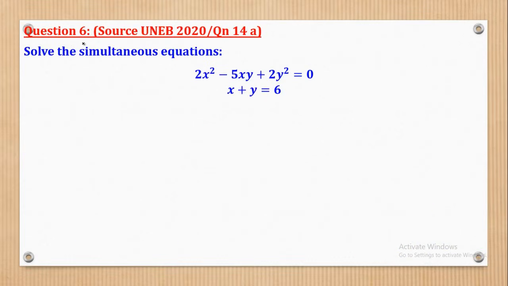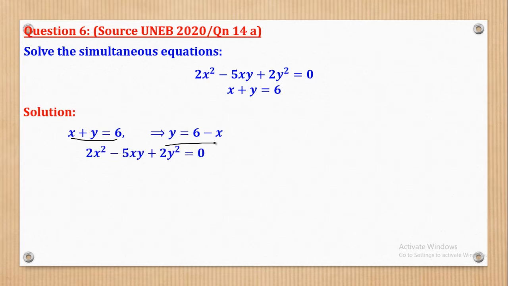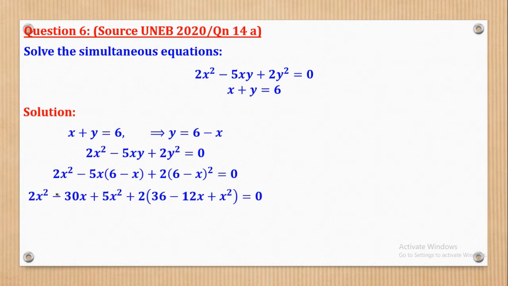And now we shall go to question 6, which came from UNEB 2020, that is last year, paper 1, question 14a, and says, solve the simultaneous equations, this and that. From this, it implies that y is equal to 6 minus x. Now I'll substitute for y in this first equation, and that is what I'm going to get. Where there is y, I'll put there 6 minus x. So this is what we call the substitution method. When I open brackets for this, I'll come up with this, and expanding this bracket, I'll come up with this.